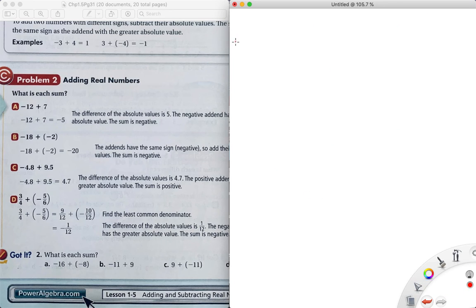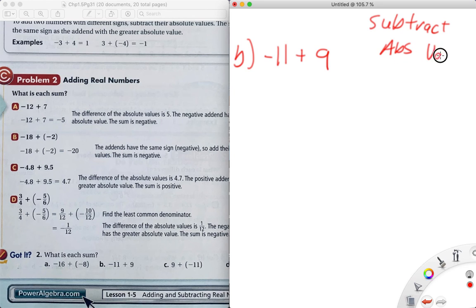If they are different signs, you subtract their absolutes. You subtract the bigger absolute minus the smaller absolute. So negative 11, if I was to get the absolute value of negative 11, it's 11. Absolute value of 9 is 9. And then I'm going to subtract their absolutes. 11 minus 9 is 2.